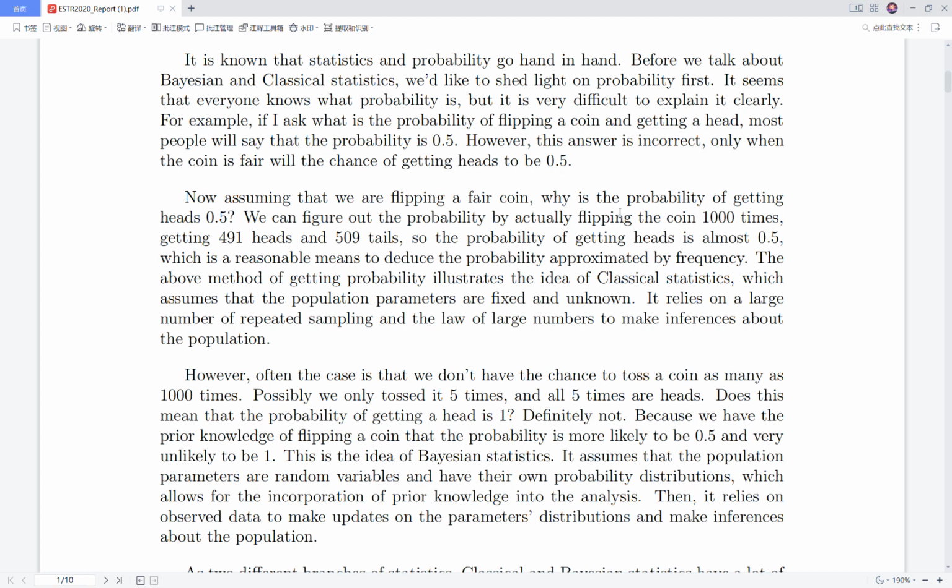Well, classical statistics says we can toss the coin 1,000 times, and let's say we get 491 heads with 509 tails. So the probability of getting a head is approximately 0.5, which makes perfect sense.